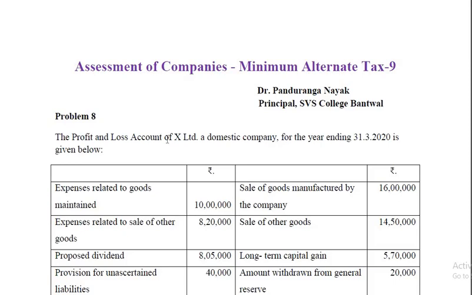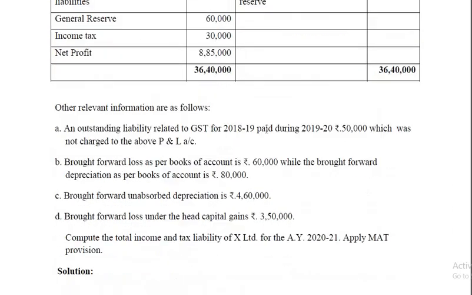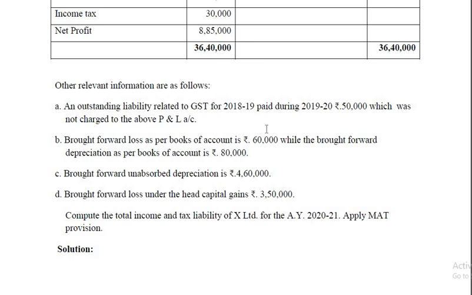Dear students, we'll solve one more problem on assessment of companies applying MAT. This is video number 9. Okay, the problem of Excel Limited is given here. It's a domestic company, and it's given for the year ending 31st March 2020. So, the profit and loss account is given, followed by some adjustments. Let's look at the adjustments.